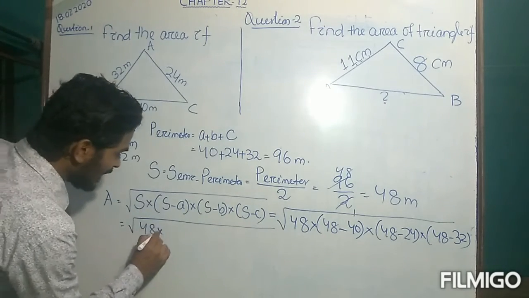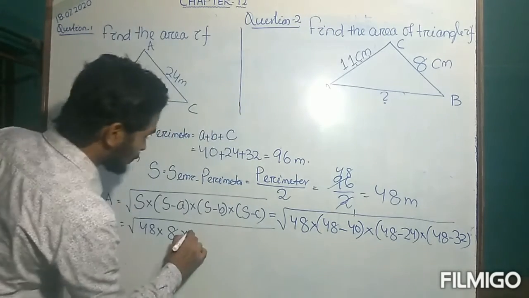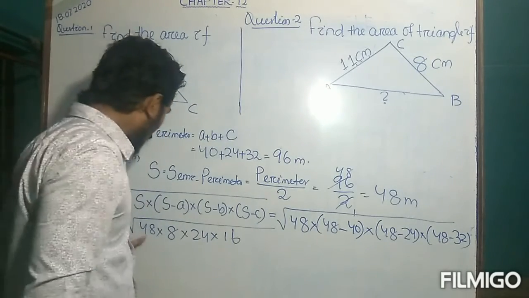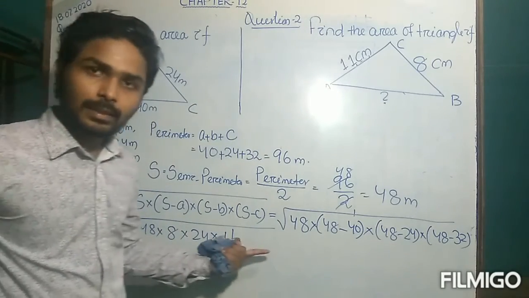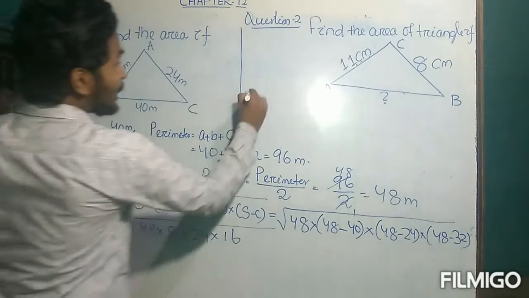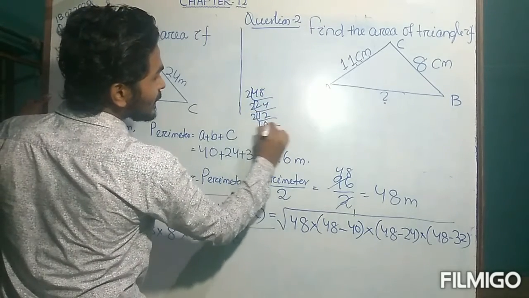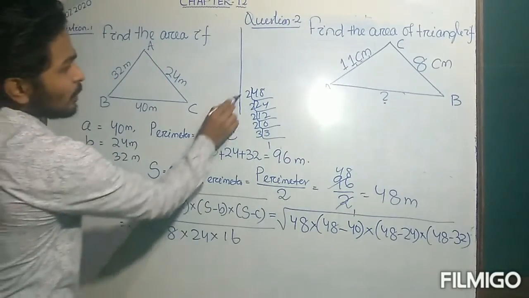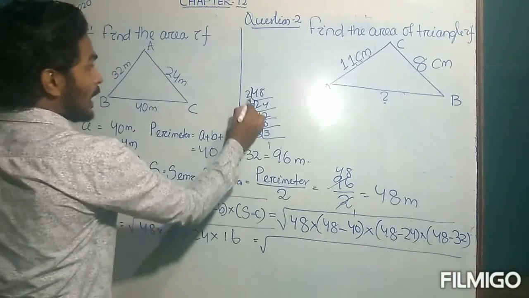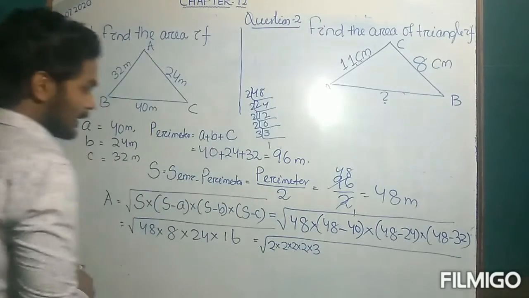Now 48 remains as 48, into 48 minus 40 is 8, into 48 minus 24 is 24, into 48 minus 32 is 16. Simple. Now you have to find the square root of this. How? By simply factorizing them. See, 48 can be factorized as 2 24, 2 12, 2 6, 2 3, 3 1. So 2 2 2 2 3. So you can write, see, I am writing this here: 2 2 2 2 3.